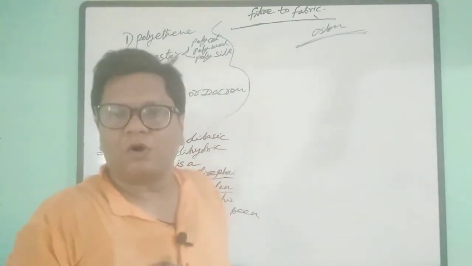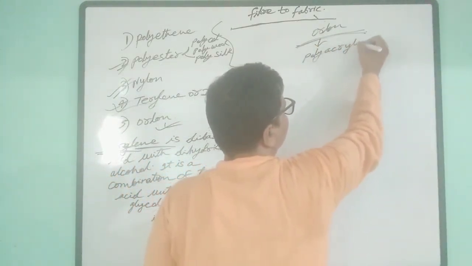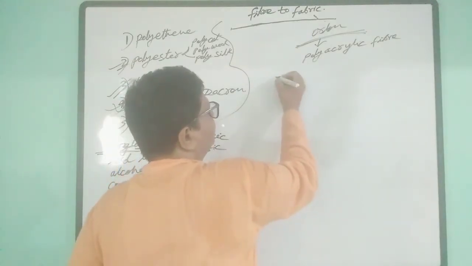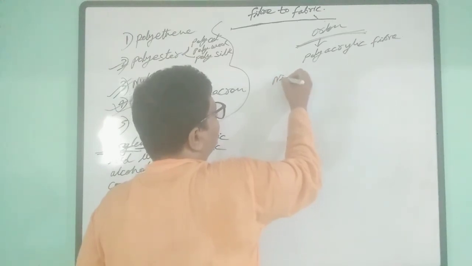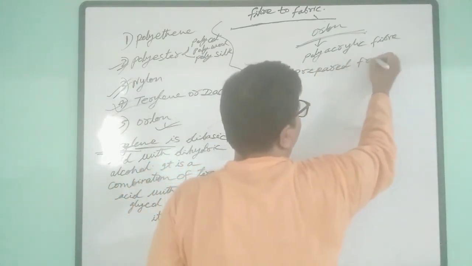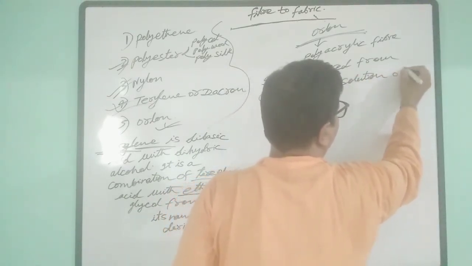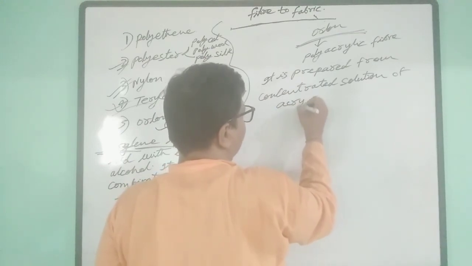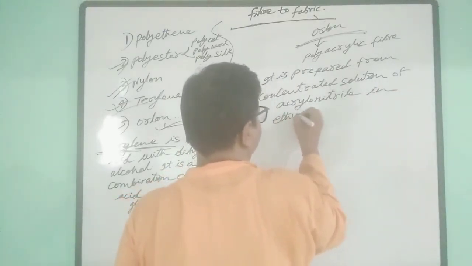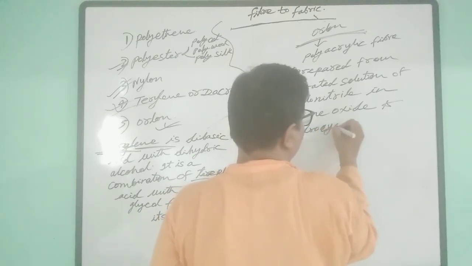Orlon is basically a polyacrylic fiber. It is prepared from a concentrated solution of acrylonitrile in ethylene oxide and hydrocyanic acid.